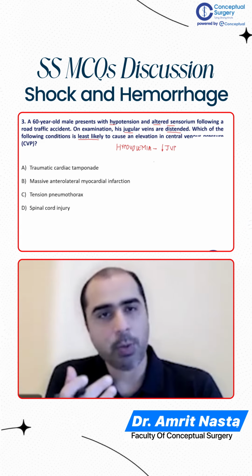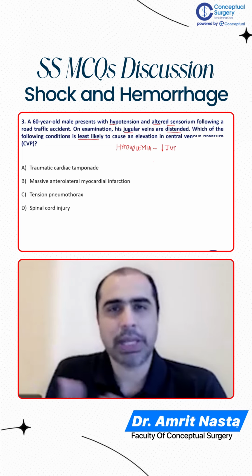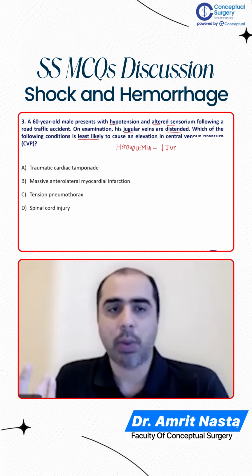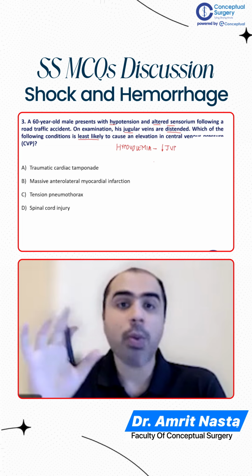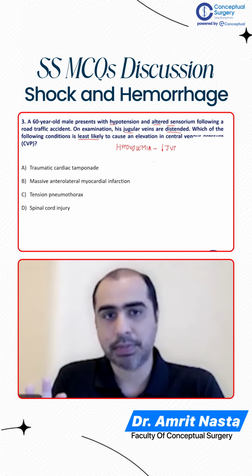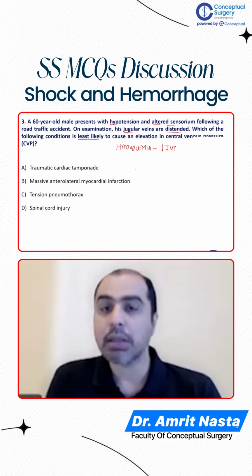So normally in hypovolemic shock, the neck veins are collapsed. It goes without saying, your net blood volume reduces, so neck veins will collapse. So in hypovolemic shock, neck veins are collapsed. Can trauma cause other types of shocks?